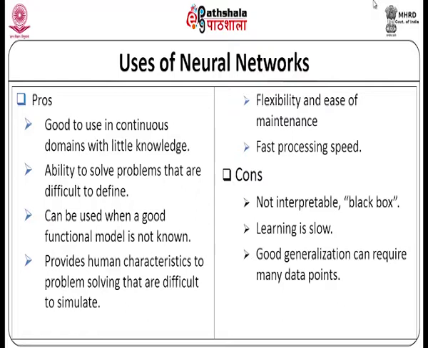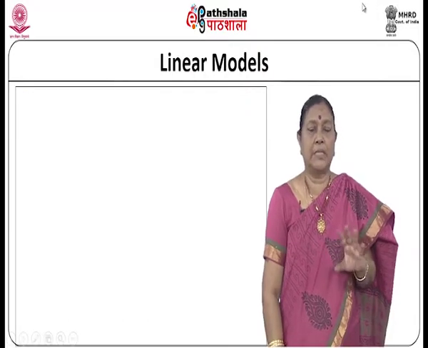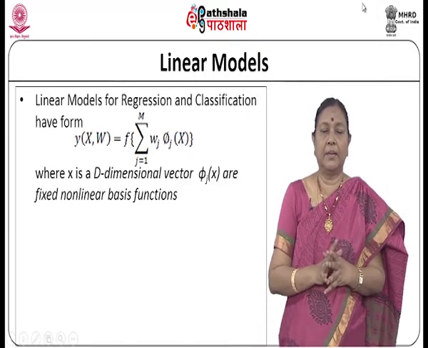The disadvantages: you do not know a functional model, so it is not interpretable. You give the input, you get the output, you get it correctly, but it is a black box. Learning is slow; when you do the training, that learning is slow. For good generalization, you may have to provide a lot of input or data points.